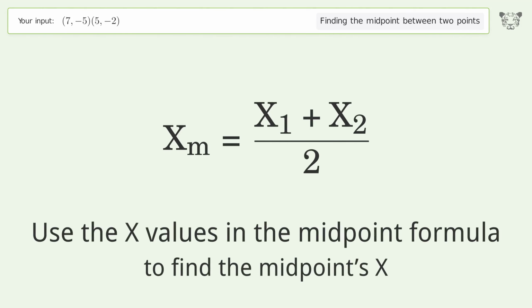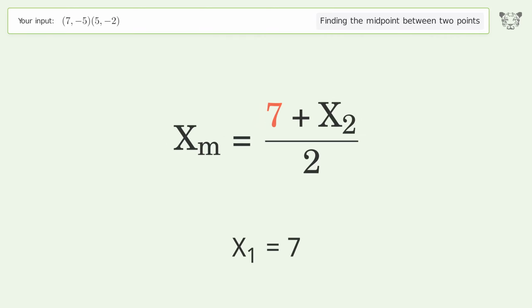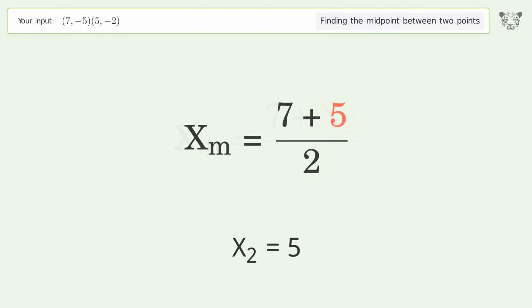Use the x values in the midpoint formula to find the midpoints x. x1 equals 7. x2 equals 5. Simplify the arithmetic.